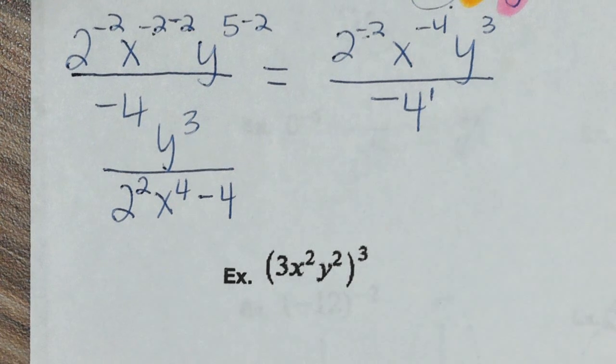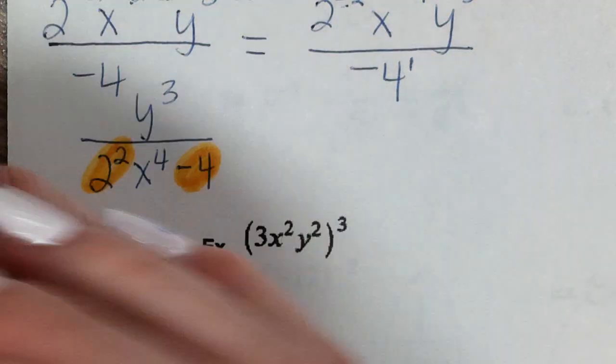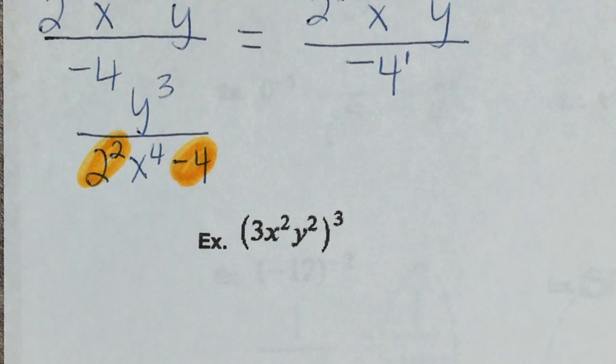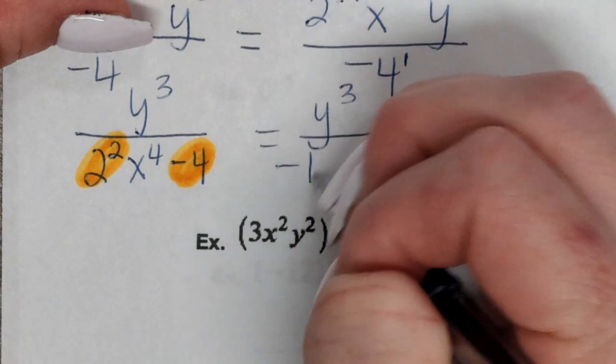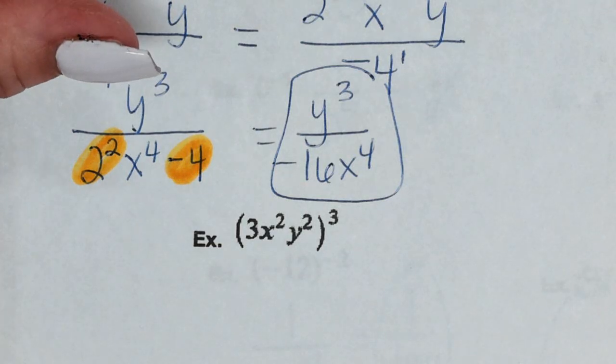And the only thing else I can do is multiply 2 squared times negative 4. What is 2 squared? 4. What's 4 times negative 4? So I have y to the third over negative 16x to the 4. It really wasn't that bad.